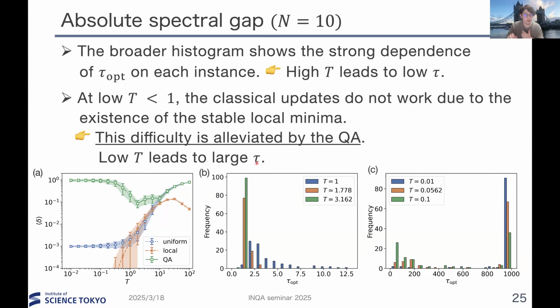So next we consider the low temperature case, T less than 1. The classical updates, the uniform and the local one, do not work due to the existence of stable local minima. However, the difficulty is alleviated by the QA update like this. This is a histogram of the optimized annealing time. This means that a lower temperature leads to a large tau. This description is consistent with the dynamics getting similar to the adiabatic one.